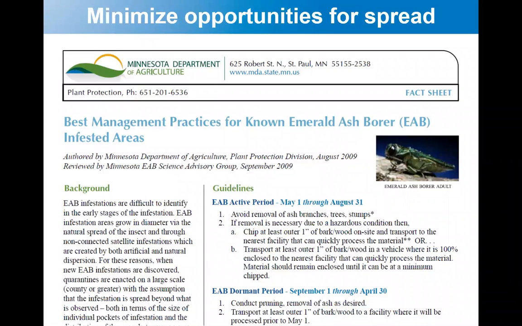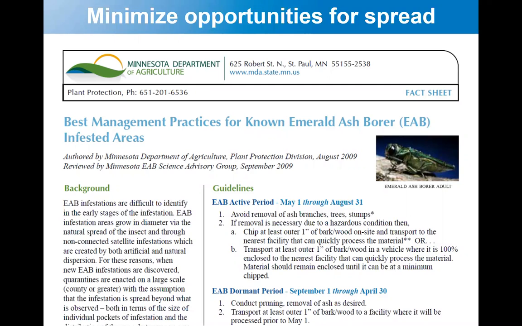Another thing that we have tried to emphasize to folks is the importance to think about the time of year when doing work for emerald ash borer. So pretty early in the process, right away in 2009, we published these best management practices. And really, there's a bunch of explanation that goes with them, but the key point is that emerald ash borer beetles are active during the summer.